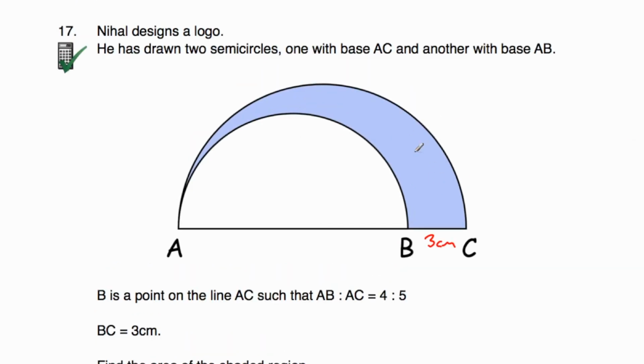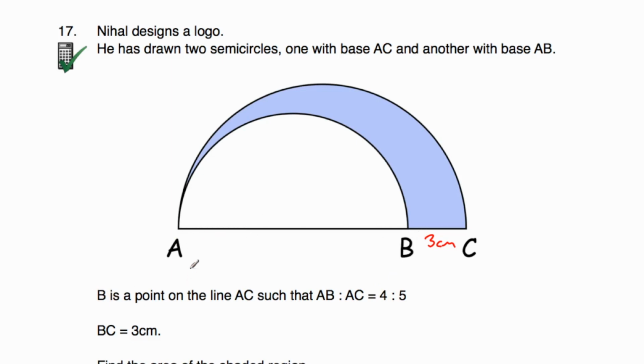So we need to find the area of the shaded region. To find the area of the shaded region, what we're going to do is find the area of the large semicircle, find the area of the smaller semicircle, and then take them away, and that'll be the area of the shaded region. So let's have a look at this statement here. This is going to be our key bit of information to work out the length from A to B.